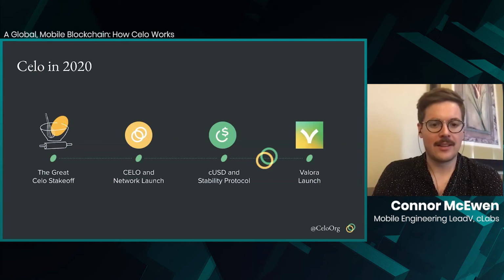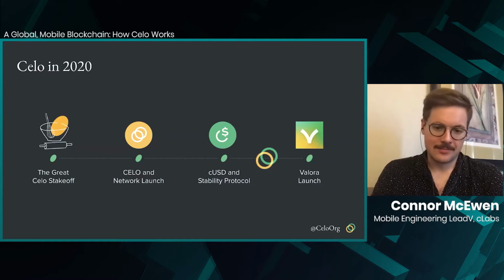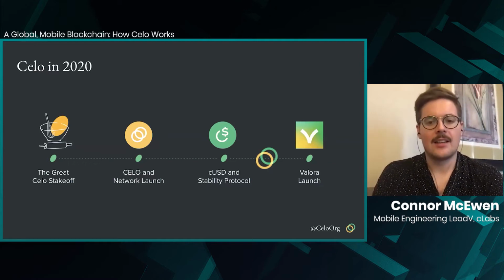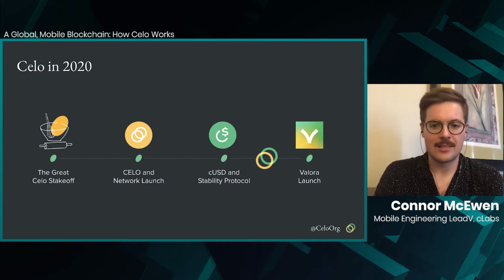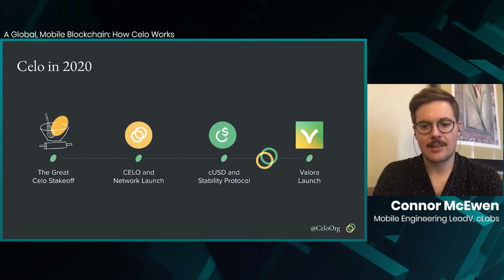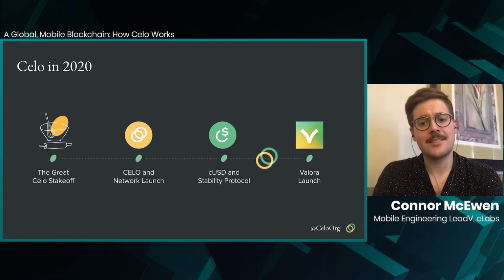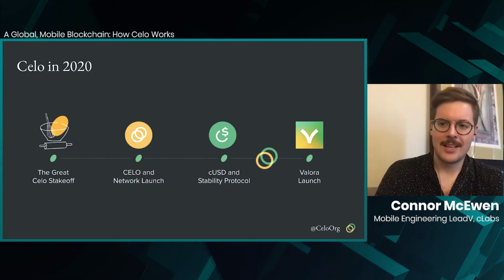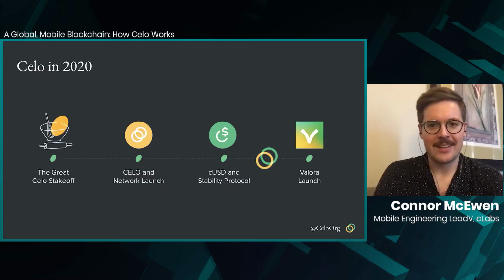With those initial set of validators, we launched the Celo network in April, which included our native Celo asset. And then just last week, we launched our stable value currency, the Celo Dollar, and the stability protocol on top of that, which keeps the Celo Dollar pegged to the US dollar. As you can see, we're almost to the Valora mobile wallet launch. So it's been an exciting year, and I can't wait to show you the mobile wallet when it's live.